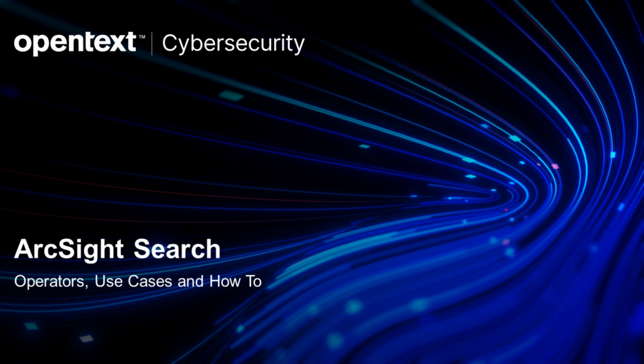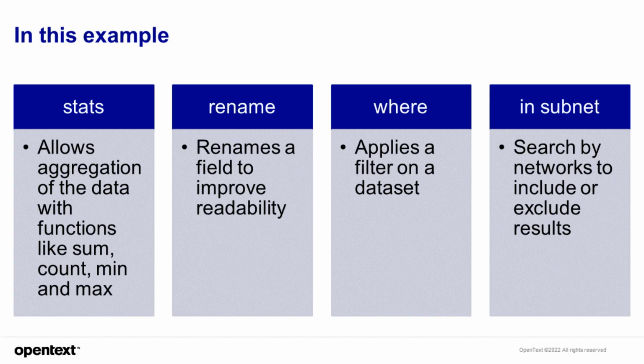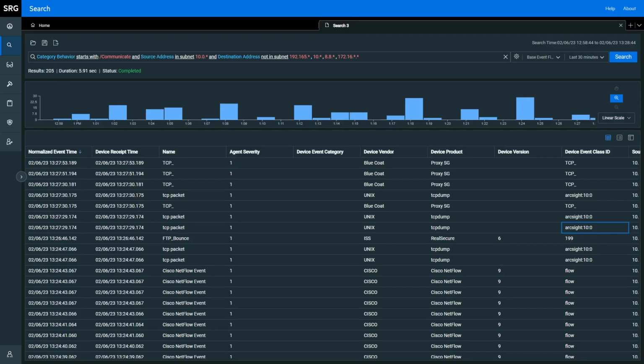I'd like to take a couple of minutes to explain, demonstrate, and show some of the data operators available in ArcSight Search. In this example, we'll be using these operators to help simplify, filter, and sort the information returned in our search results.